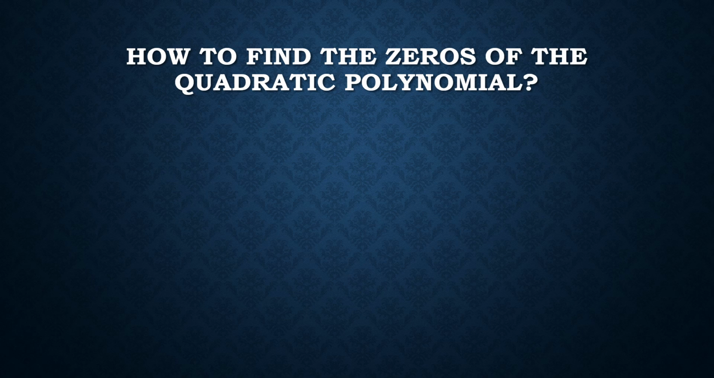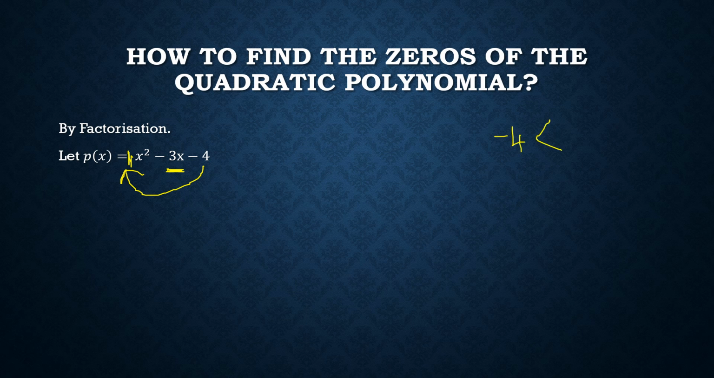Next, we are going to know how to find the zeros of the quadratic polynomial. So we will use the factorization method over here by splitting the middle term. Here I have given an example over here. So we are going to split this middle term minus 3x. So how to split this middle term? We need to follow a certain method. We first multiply the constant with the coefficient of x square. Here the coefficient of x square is 1. So minus 4 into 1 is minus 4. And I'm going to take the coefficient of x, which is minus 3.